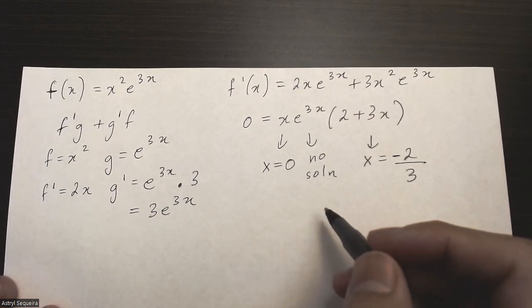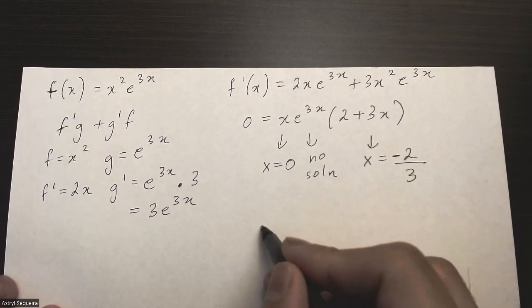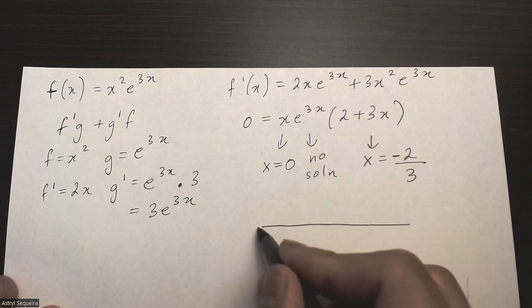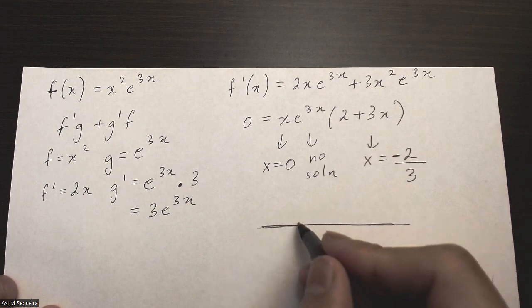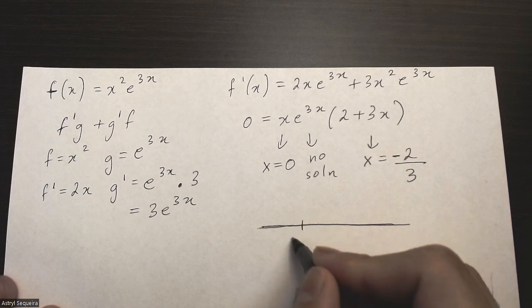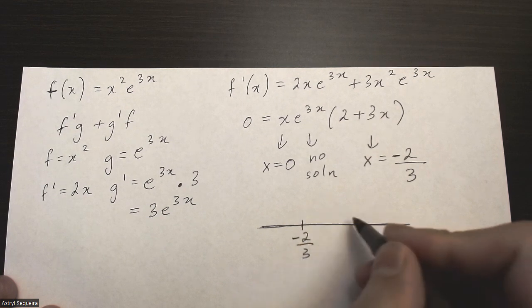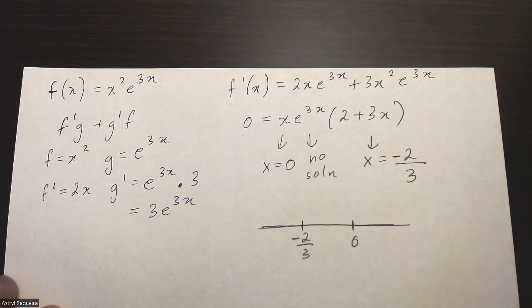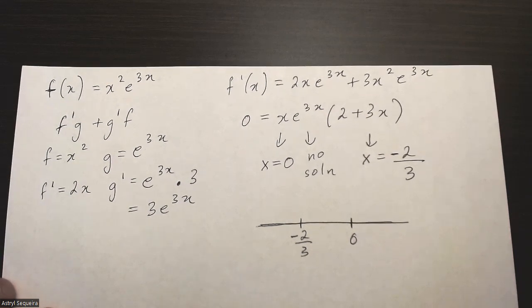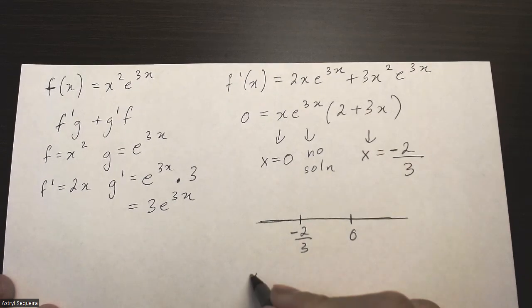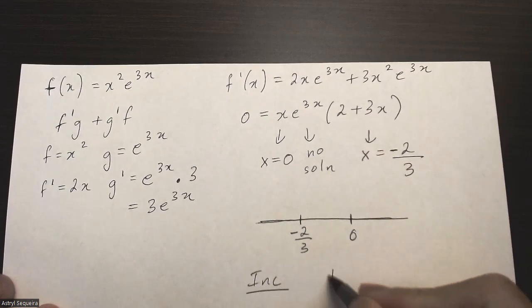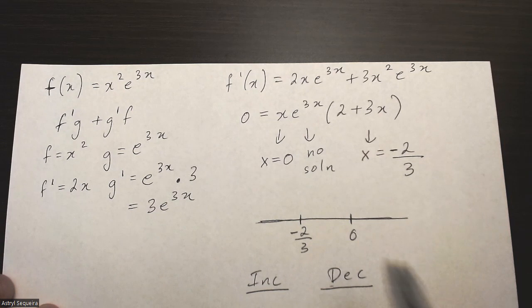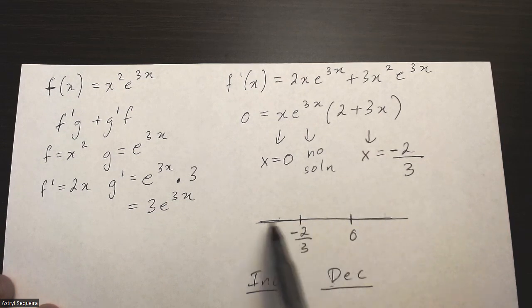I want to put them on my number line. And I'll put negative 2 over 3 first, which is my first critical point, and I'll put 0 second, which is my second critical point. So now I want to find my intervals of increase and decrease. In order to do that, I have to test these three intervals over here.